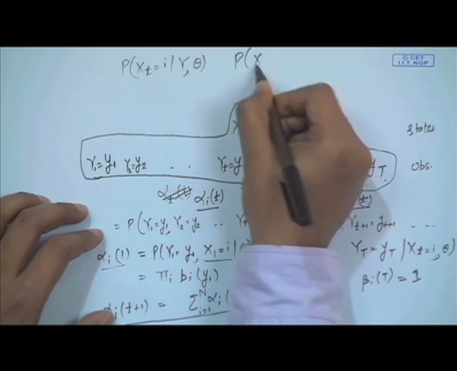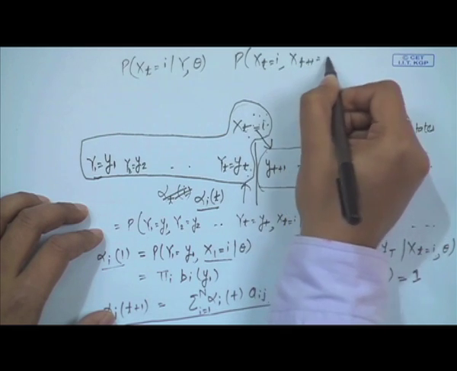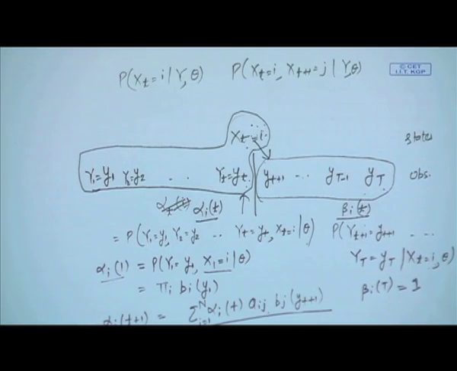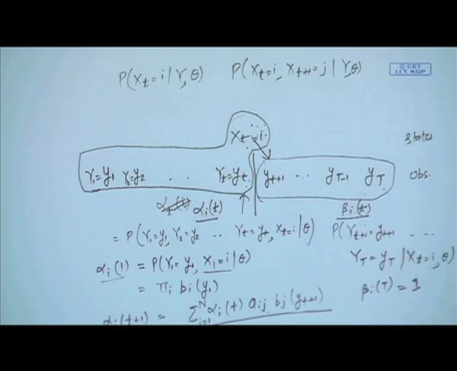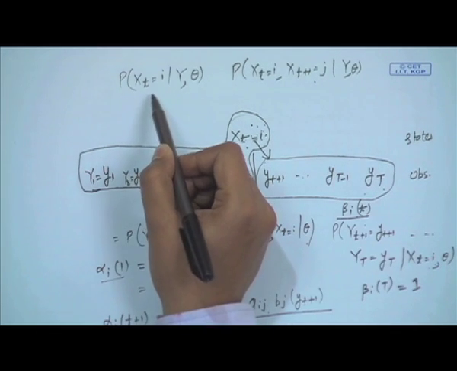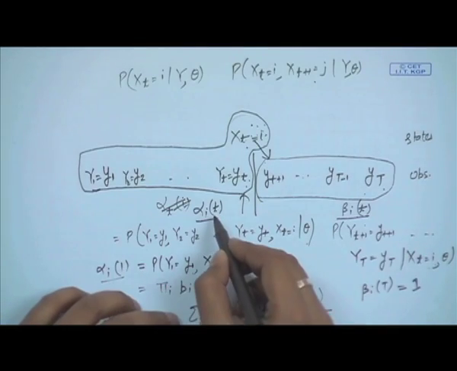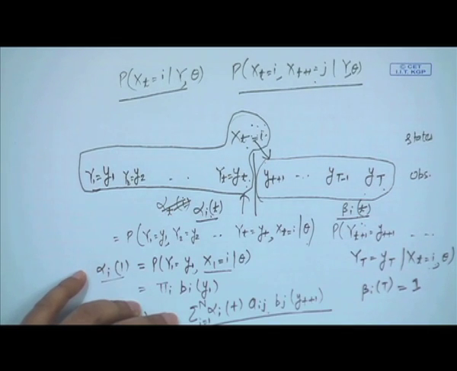Also I want to compute P(xt = i and xt+1 = j | y, theta). I want to compute both of these. If I can compute both of these, I can compute all the parameters. I can compute my transition probabilities using that. I can compute my initial probabilities using that by taking t = 1, and I can also compute my emission probabilities. So now my problem is, once I have computed alpha and beta, can I compute these probabilities? Okay, so that is what we will see next.